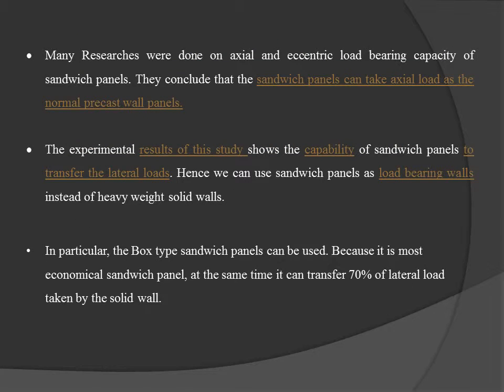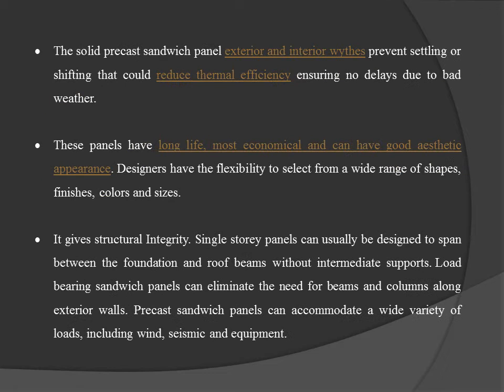And then many researchers have studied the axial and eccentric load bearing capacity of the sandwich panel. They concluded that the sandwich panel can take axial load like normal precast wall panels. The experimental result of the study shows the capability of the sandwich panel to transfer lateral loads. Hence, we can use the sandwich panel as load bearing walls instead of heavy weight solid walls. In particular, the box type sandwich panel can be used because it is more economical. At the same time, it can transfer 70% of the lateral load taken by the solid wall.